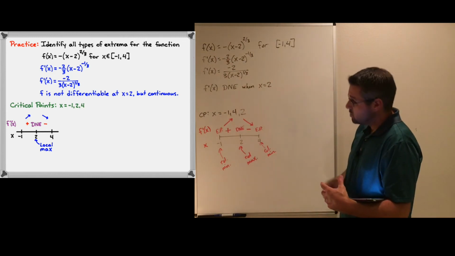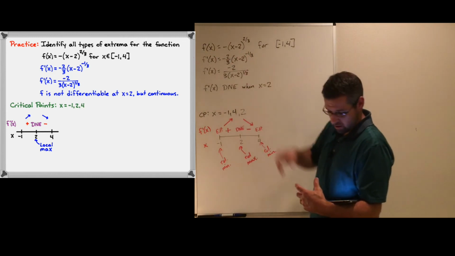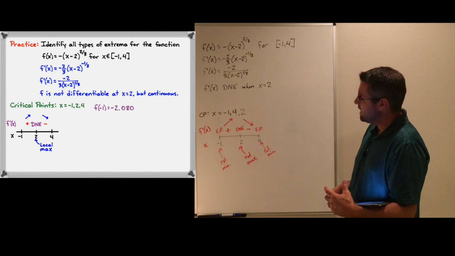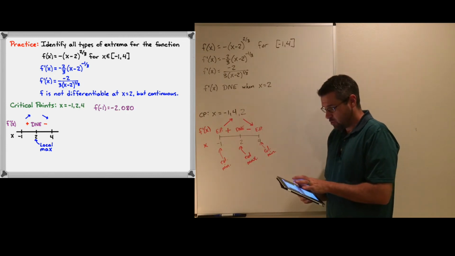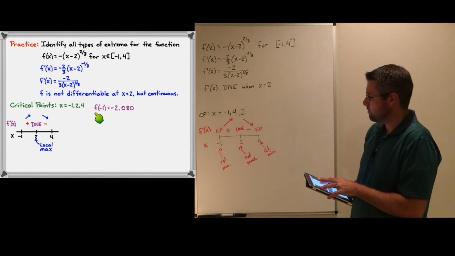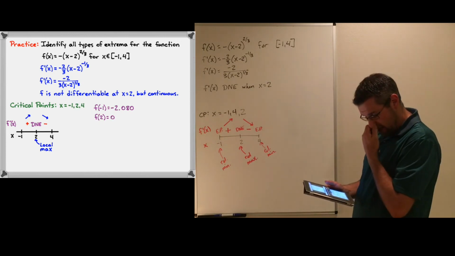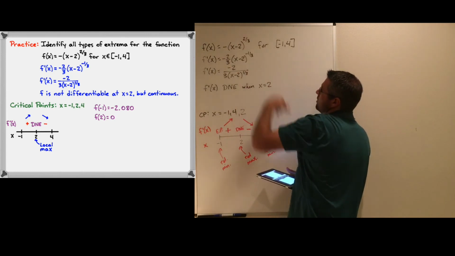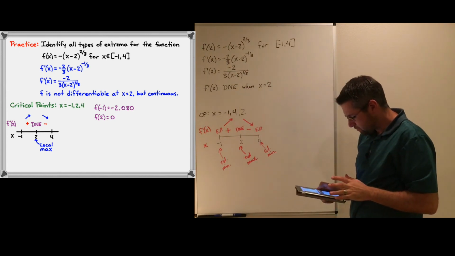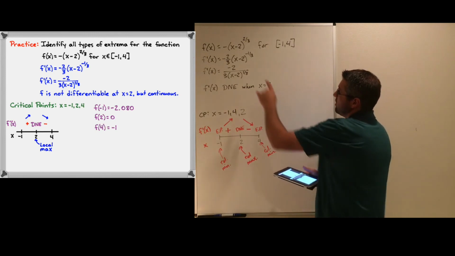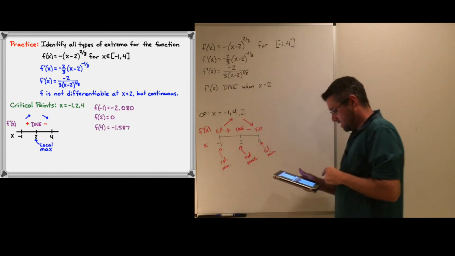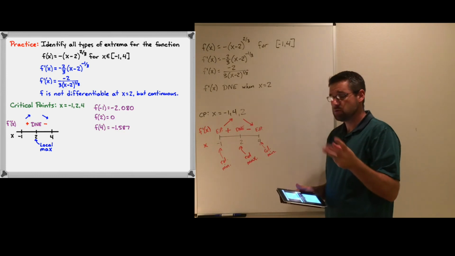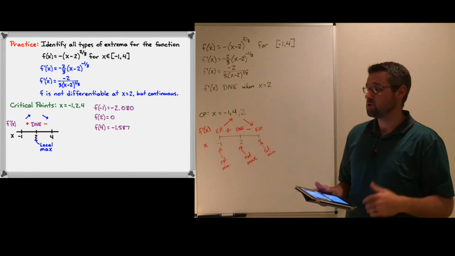So we're going to take these values now and plug them back into f of x and see what we get out of it. So if I plug in -1 here, f of -1 ends up being -2.080. F of 2 ends up being 0. If I plug in 2, you can see it. 2 minus 2 is 0, raised to the 2/3 power is 0. F of 4, if I plug in 4 there, I end up getting -1.587. Okay? So those are the three y values of our extrema.